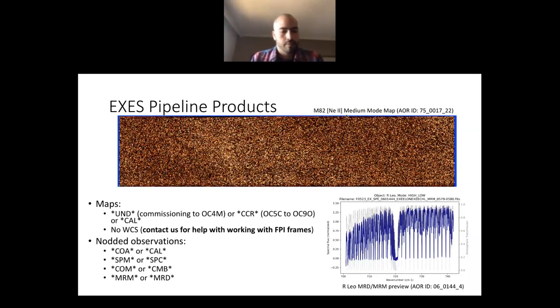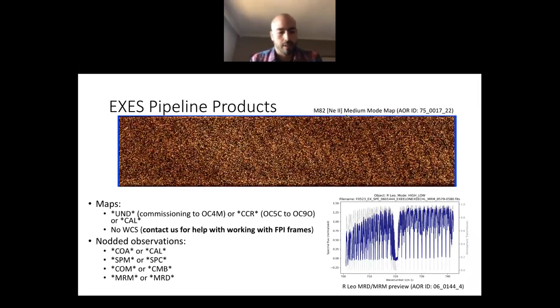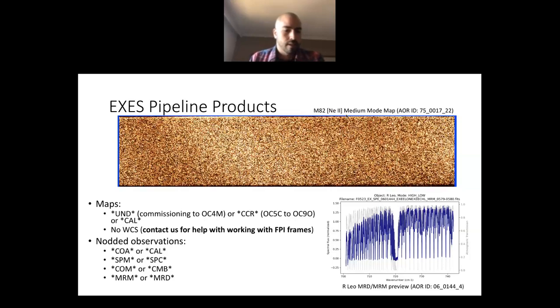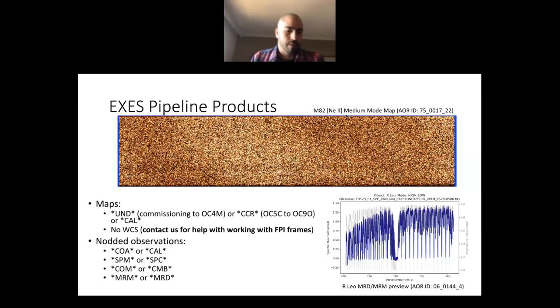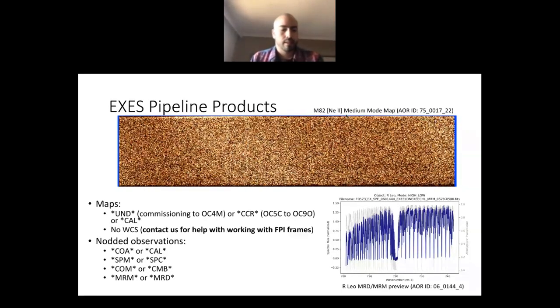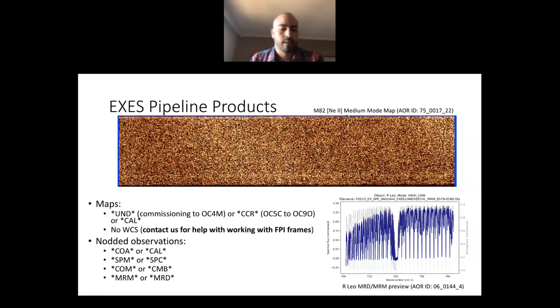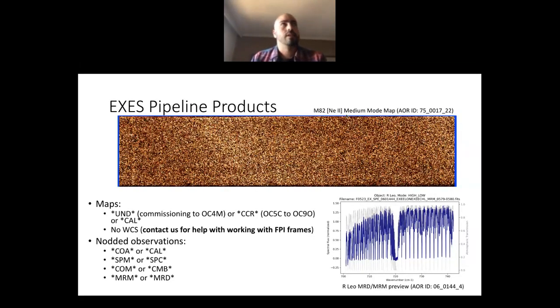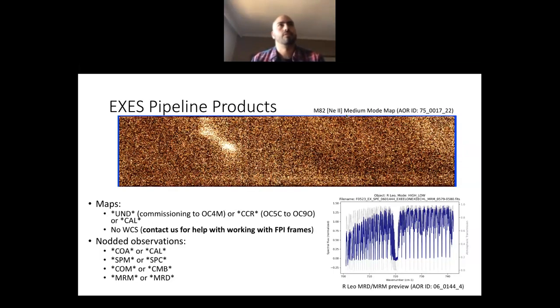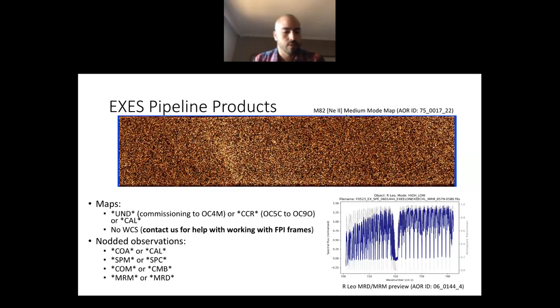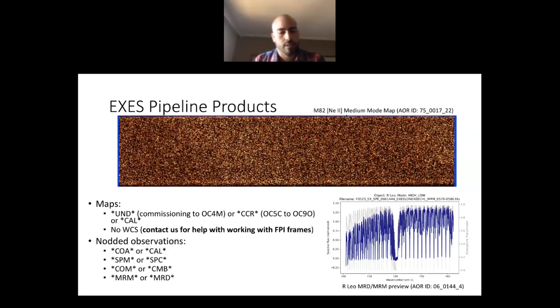Similarly, the SPM, COM, and MRMs are new products in Python where we provide that COA with the data. So basically SPM and SPC, COM, CMB, and MRM and MRD are all the same versions of the products. There's just an extra extension at the front that shows what the 2D version of that product would look like.